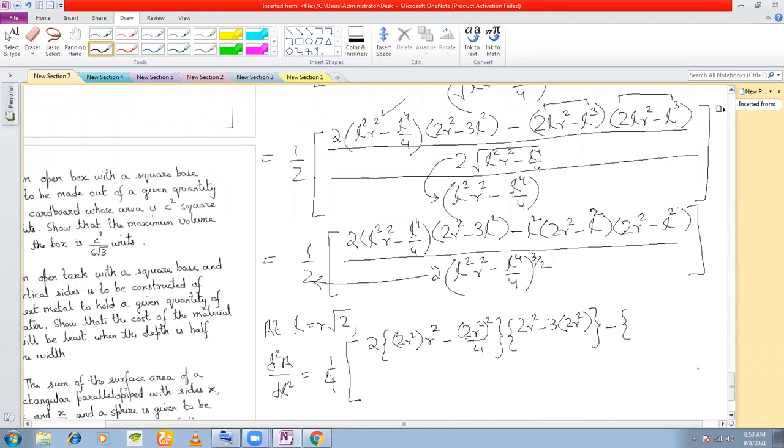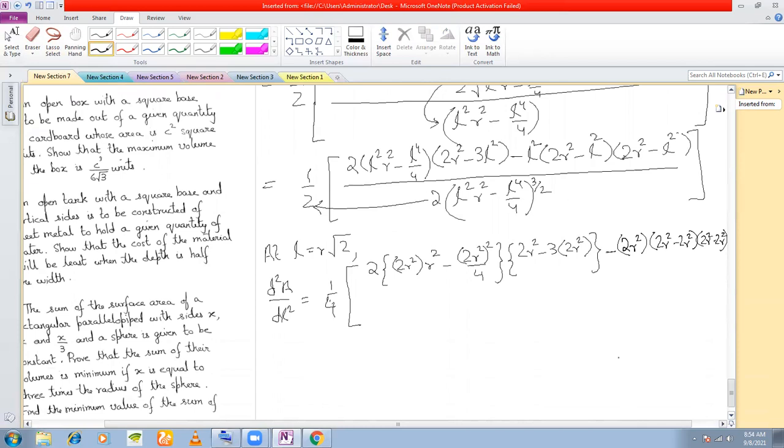Okay. So if you put here now, L square is equal to 2R square. And here you get 2R square minus 2R square, isn't it? Into 2R square minus 2R square. So this part actually vanishes. It becomes 0. Divided by twice 2R square into R square minus 2R square by 4 to the power of 3 by 2. Right?